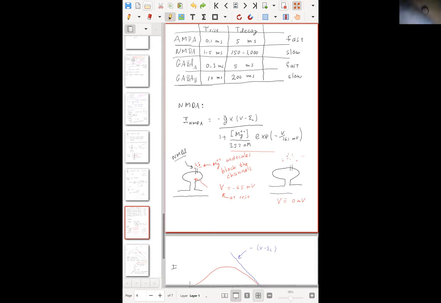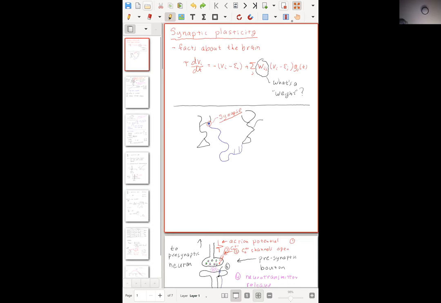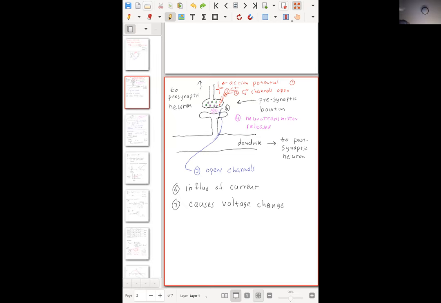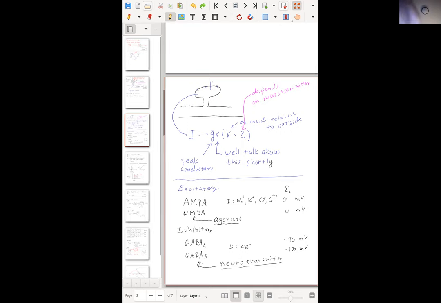So I'm going to take a short break right now, but let's recap. This is an insanely complicated process. First, let's review what's going on here. An action potential travels down from the presynaptic neuron, opens calcium channels, releases neurotransmitter, opens channels. Complicated multi-step process. And we can talk about the channels. It's basically some peak conductance, and then X is the fraction of channels open. There's a reversal potential, which comes in several types. It's large for excitatory neurons, negative for inhibitory neurons, and the neurotransmitter determines the reversal potential.